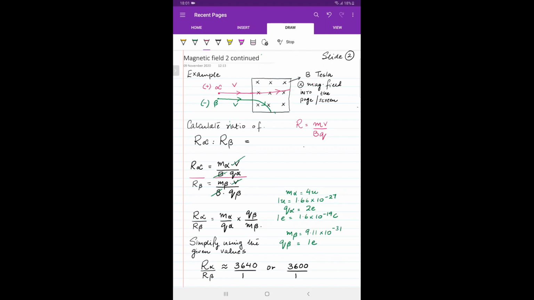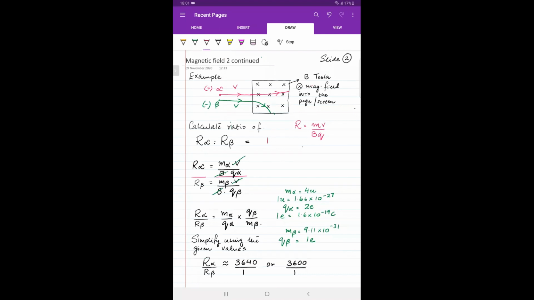So beta must undergo a sharp deflection, and if constructed on the same scale, then alpha should appear to be going almost straight, simply because the ratio of the radius was in thousands is to 1, 3600 is to 1 to be more precise. Okay, so diagrammatically, this is how the arrangement should look like. Having said that, if the answer was 1:1, let me repeat myself, then the previous diagram was kind of correct.